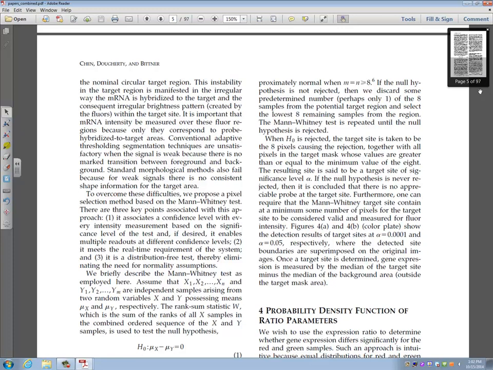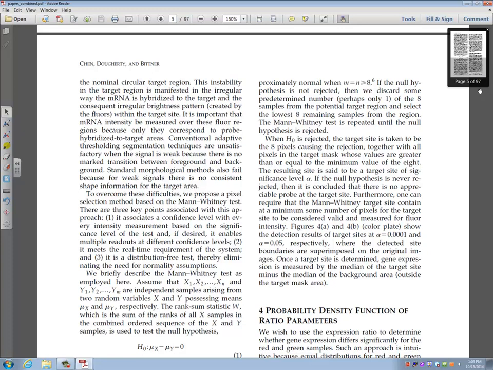Now, if it so happens that you keep on trying and the null hypothesis is never rejected, then it is concluded that there is no appreciable probe at the target site. You really don't have much signal over there. Furthermore, you can also put the requirement that when you're using the rank sum test, the target site could contain a minimum number of pixels for the target site to be considered valid, and it can be measured for flow intensity. So, two examples are given for different levels of confidence.